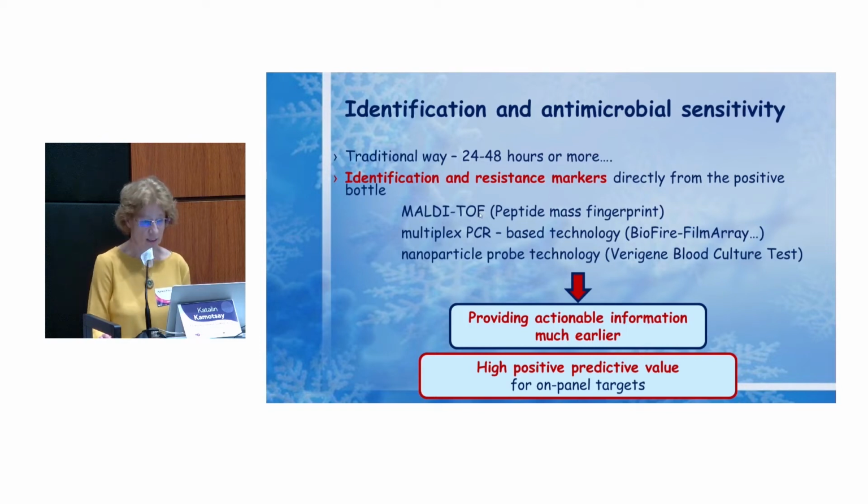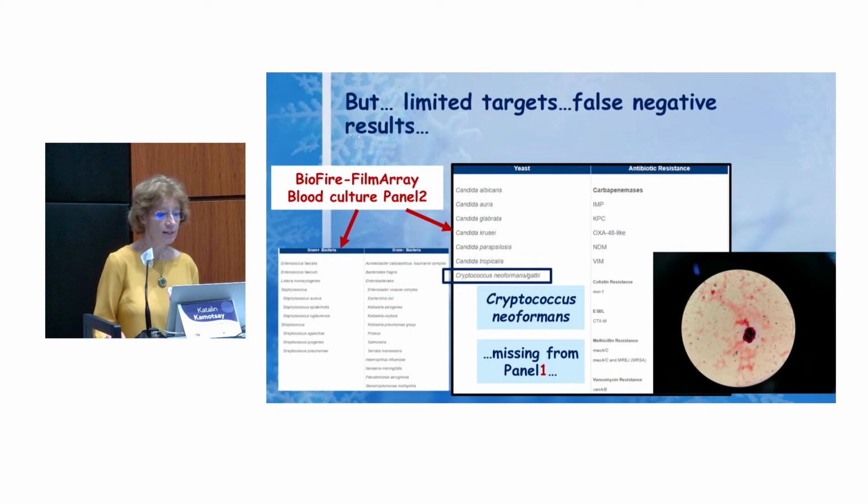But identification and resistance markers can be directly detected from a positive bottle. I mentioned MALDI-TOF, which works with peptides, and there are many, even more than I mentioned here, molecular biological technologies. These methods provide actionable information much earlier with a very high positive predictive value, but the problem is that it works only for on-panel targets.